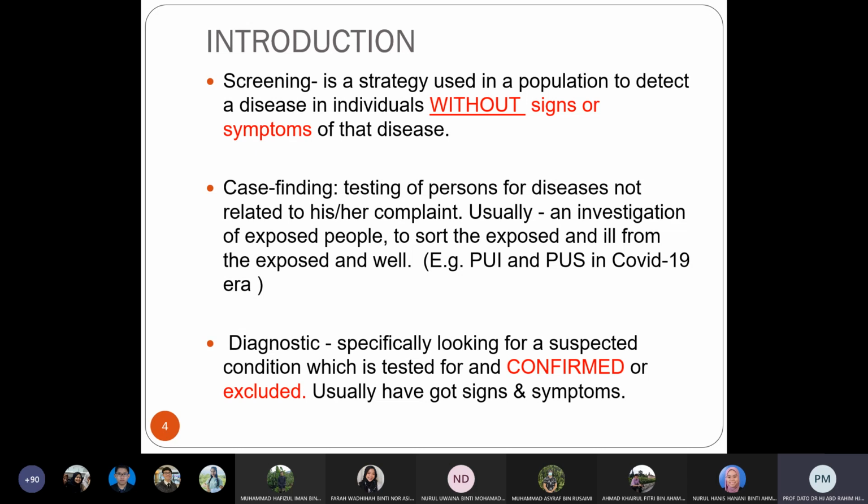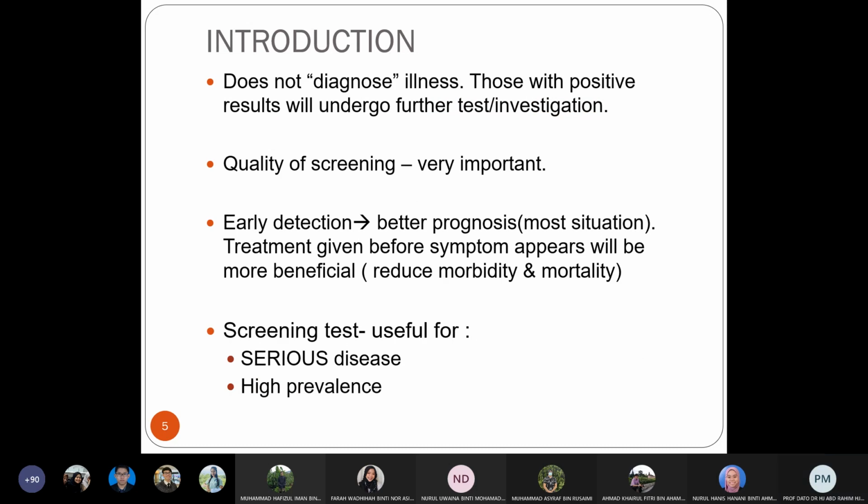So diagnosis normally, when people got symptom, when you go to the hospital, they will do the proper laboratory diagnosis that will confirm the condition. It's a matter of finding the level of, whatever level, blood level, some level. So screening does not diagnose. As I mentioned earlier, screening is preliminary diagnosis, but it is not a real diagnosis. So those with positive result, we undergo further test or investigation.